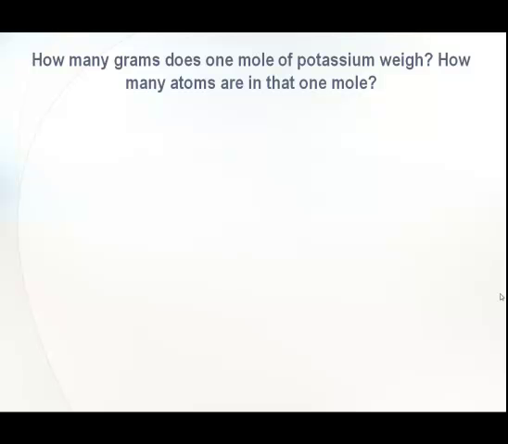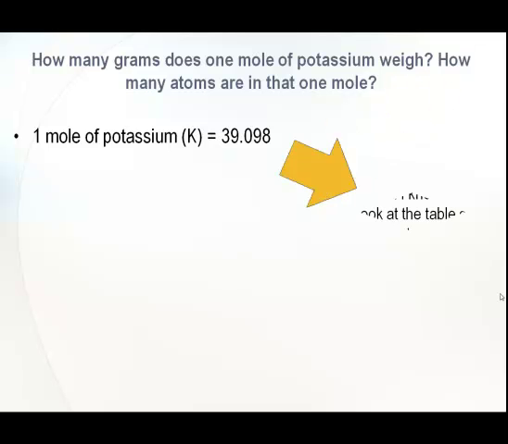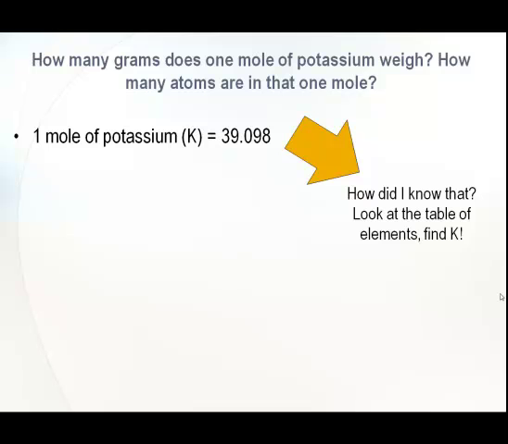Next question, how many grams does 1 mole of potassium weigh? How many atoms are in that 1 mole? So, 1 mole of potassium is 39.098 grams. How did I know that number? I looked at the table of elements and I found potassium, which has the symbol K. So that's how many grams are in 1 mole. All of those masses on the table of elements are assuming that I have 1 mole of atoms of that element. So, how many atoms are in that 1 mole?